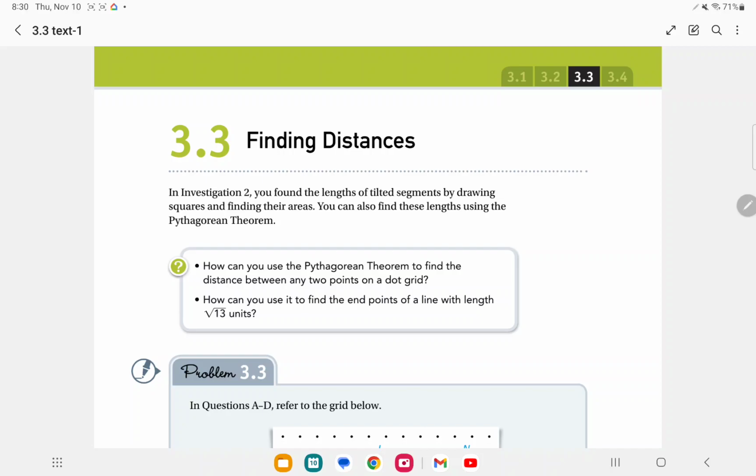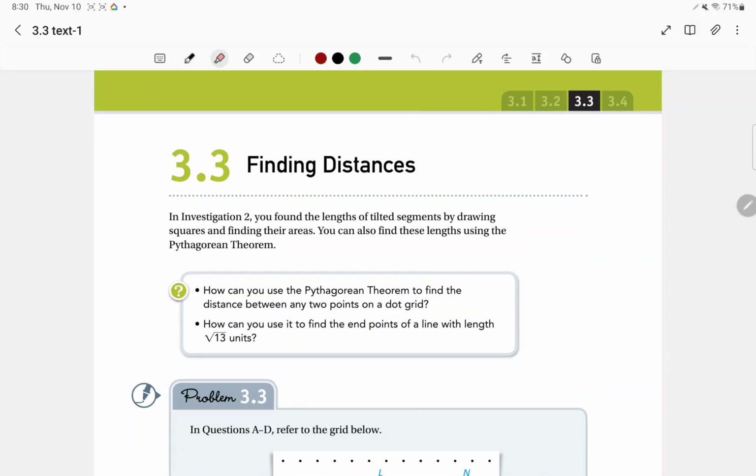So we did this investigation too. So the first big question that we are trying to answer is, how can you use the Pythagorean theorem to find the distance between any 2 points on a dot grid? How can you use it then to find the endpoints with a line length of 13 units, or the square root of 13 units? And that is the last part that we're going to do, part E.